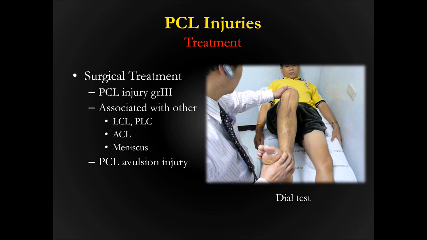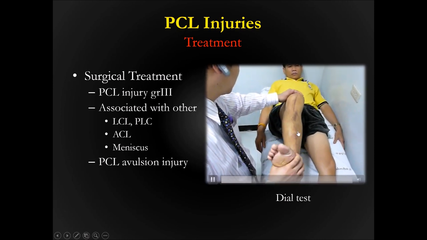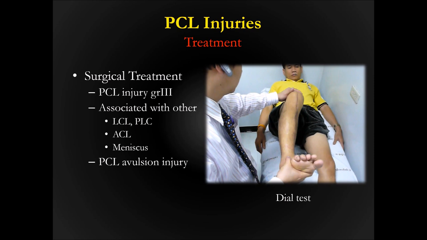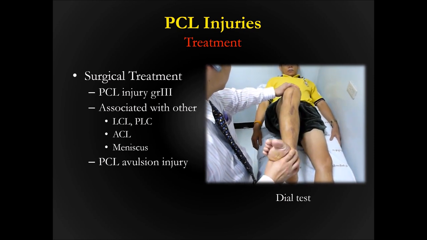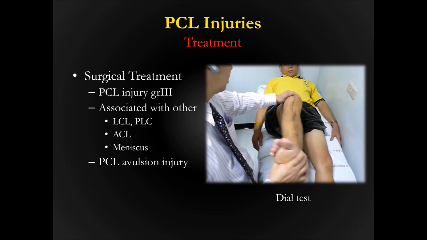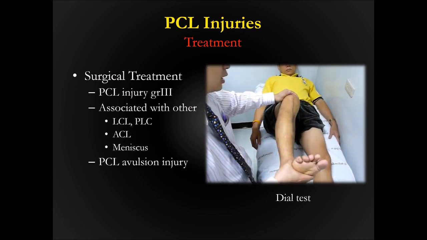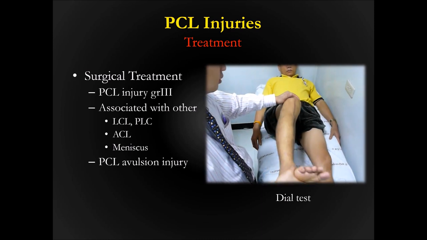Okay, good. And this patient was neglected, also had a tibial fracture. You see his knee is so loose. And the tibia can derotate also. This is a function of the collateral ligament. He has torn off the LCL and also the popliteus tendon. So we call this the dial test because the knee can dial.